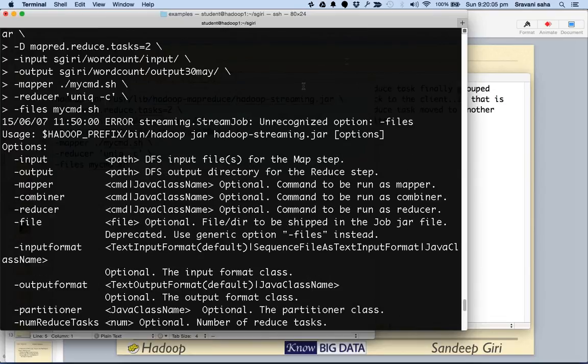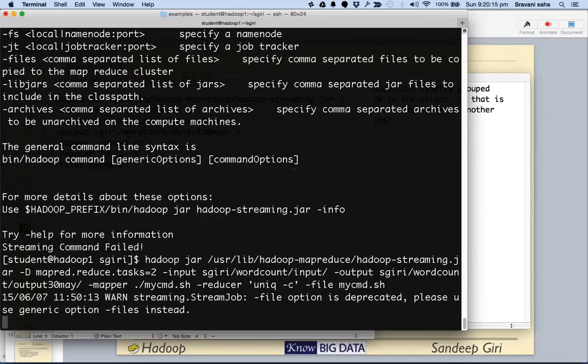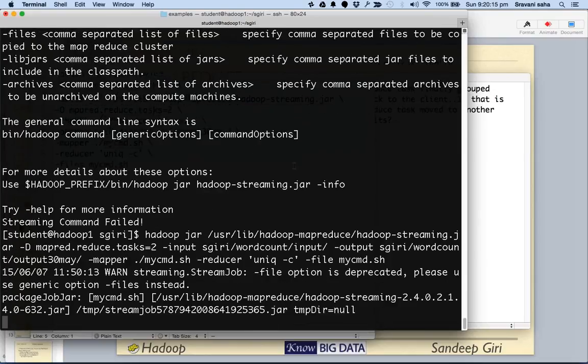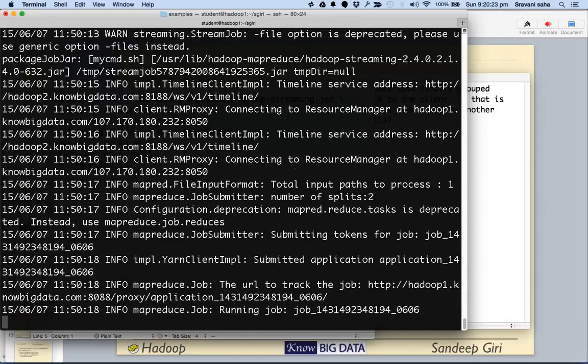Let's read the error. It says unrecognized option called -files. Let's try with -file. Okay. So the irony is it keeps giving me a warning that this is deprecated, use something else, but the new options are not available. Okay, so maybe I need to install a little bit more.